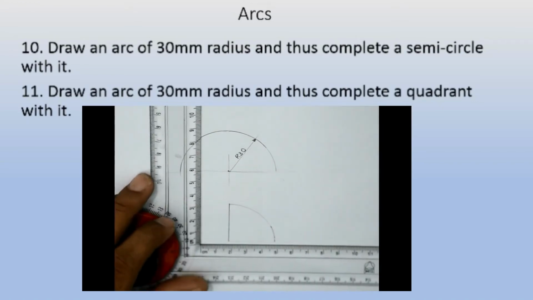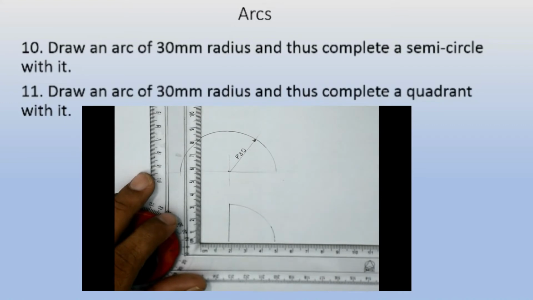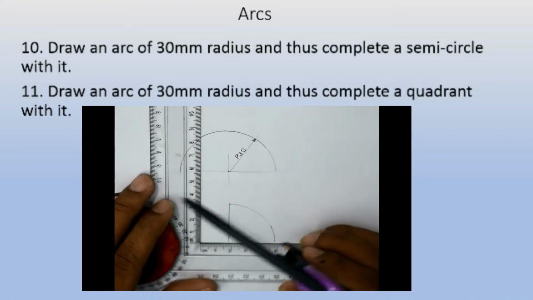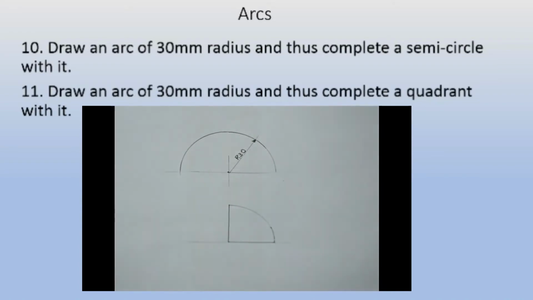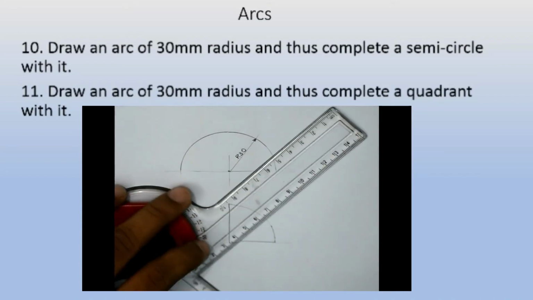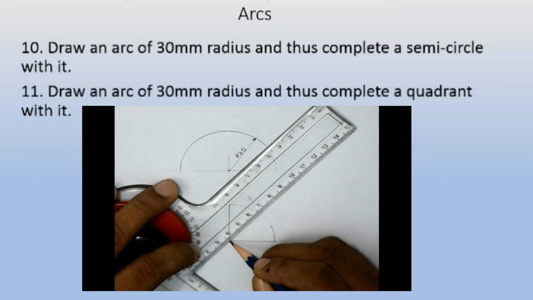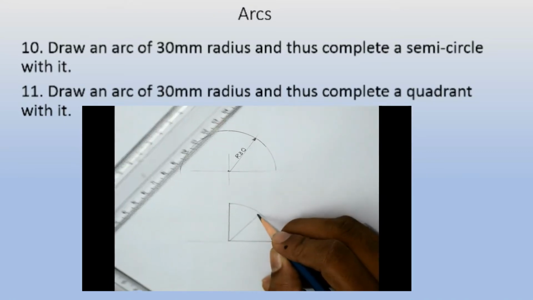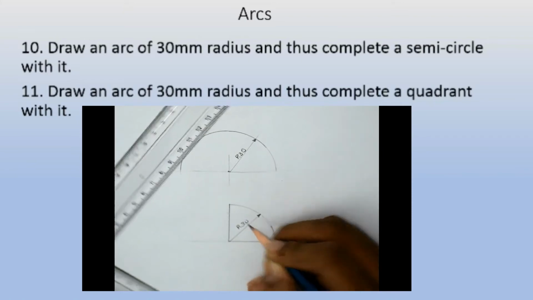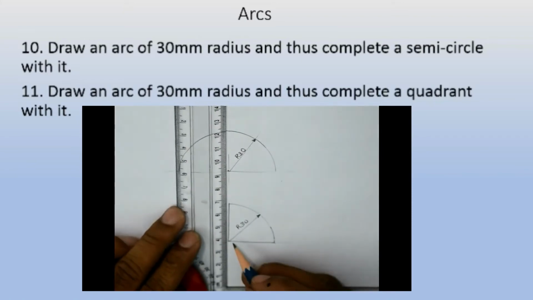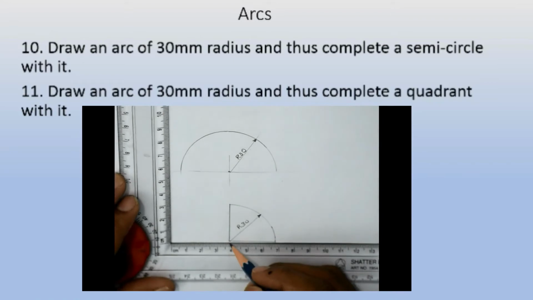Quadrant means 1/4 of a circle, quarter of a circle, or you can say half of the semicircle. So this is a quadrant and this is also with radius 30, so you can see the difference. The radius is 30, but because it is not a circle, we are having a semicircle and quadrant. You can observe that we have not completed the circles, but we have to draw the axis line.